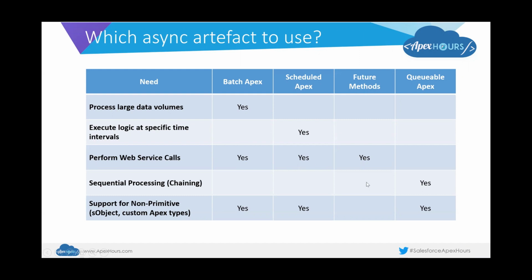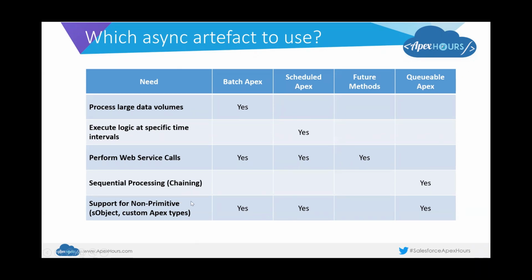Generally, none of these artifacts respect sequential processing. Hence, if you have a requirement for something like chaining, and you want to respect the order of invocation, then unfortunately, Queueable Apex is your only tool of choice over here.